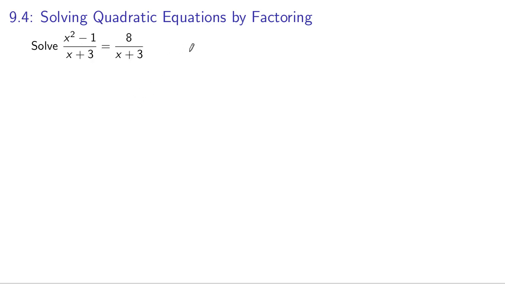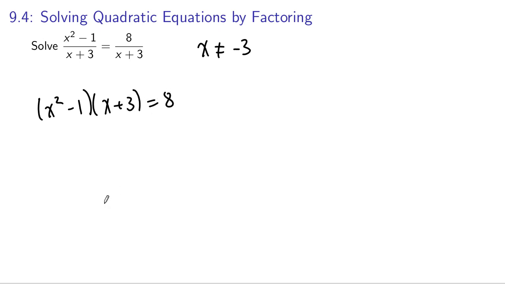Let's do another one. So again, we could just start off by saying we're assuming x is not negative 3, so that we don't have a division by 0. But if we get a negative 3 at the end, we'll know that's not an answer to the original. So cross multiplying, x squared minus 1 times x plus 3 is 8. Okay, this is not quadratic, so hopefully something happens as we multiply this out, or we're going to have trouble solving. X cubed minus x plus 3x squared minus 3 is 8.